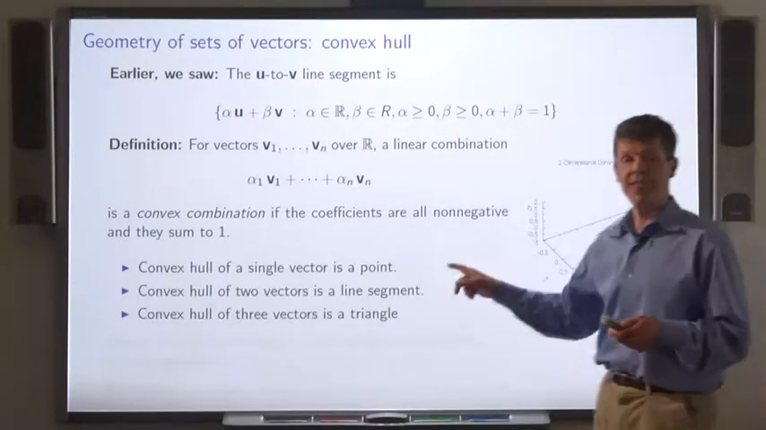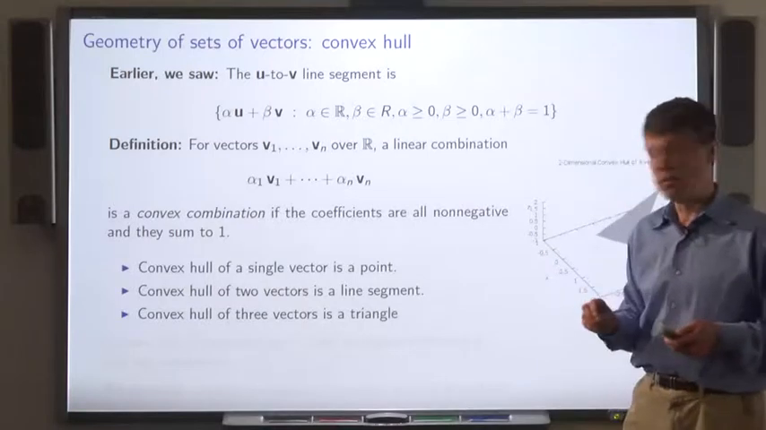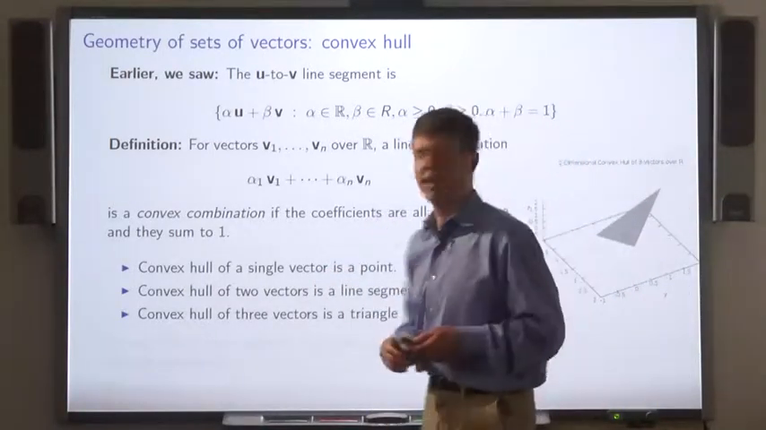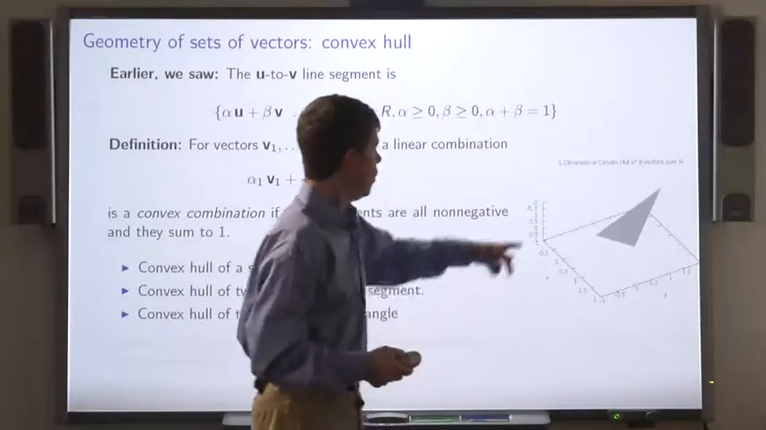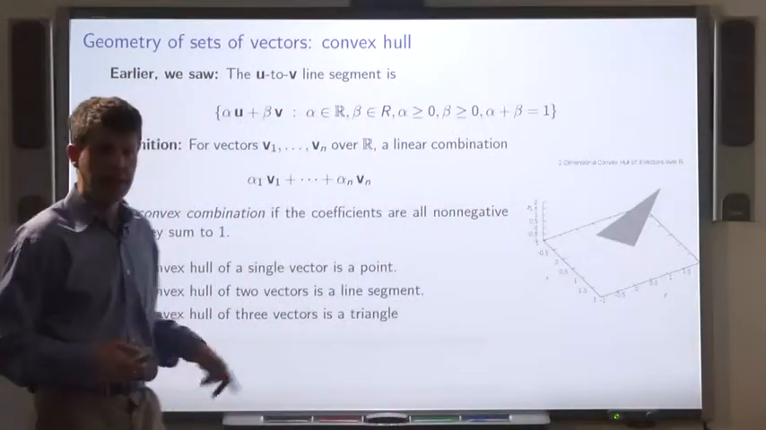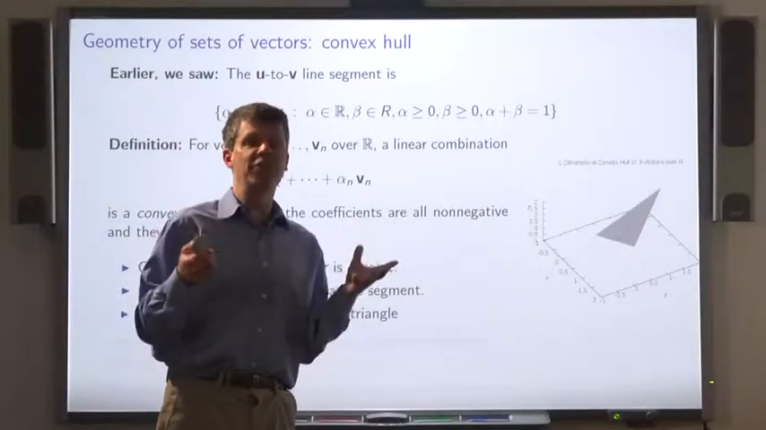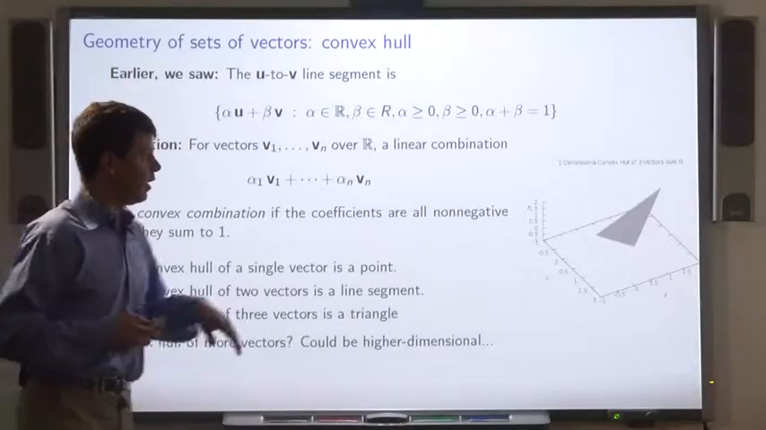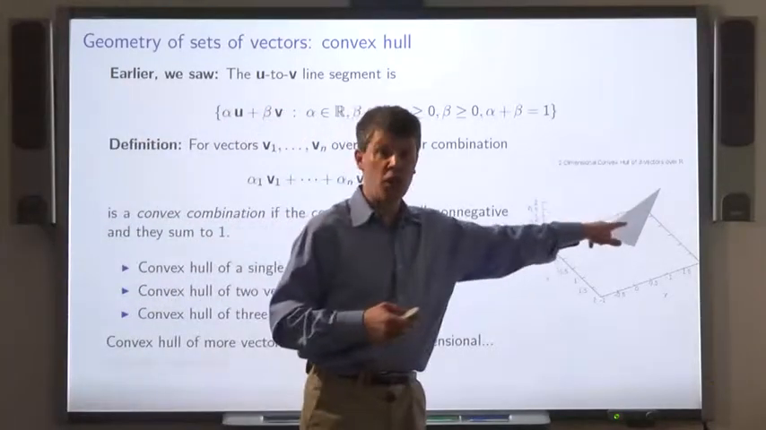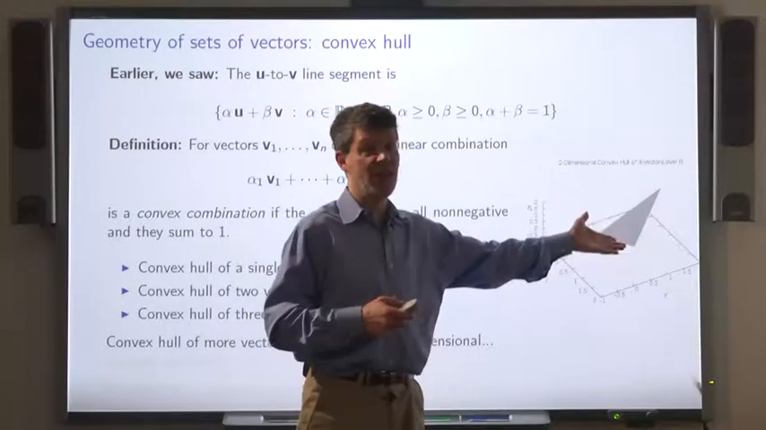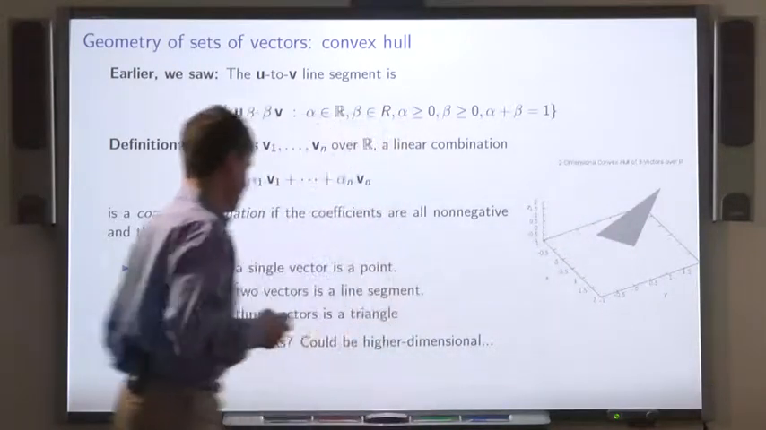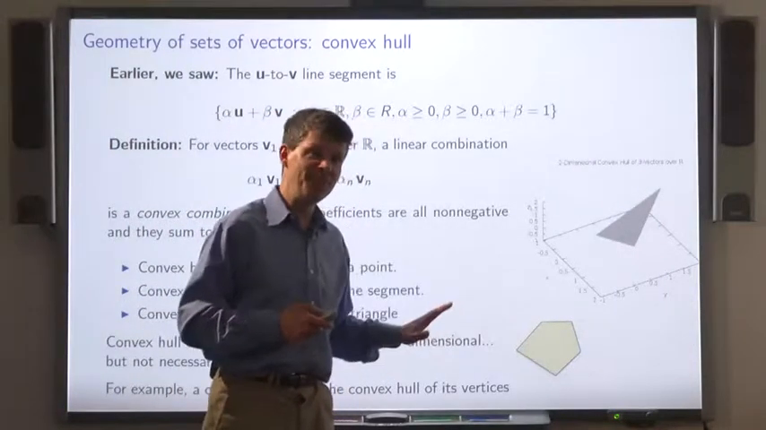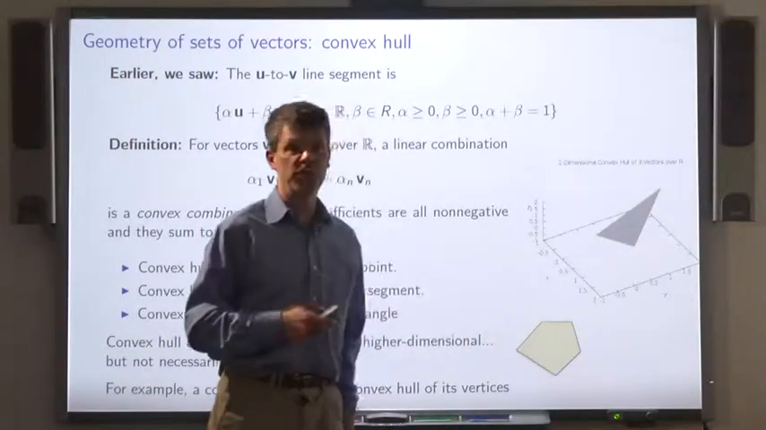For example, the convex hull of a single vector is a point. The convex hull of two vectors is generally a line segment, and the convex hull of three vectors is a triangle. So you would think that the more vectors you have, the higher dimensional the object. That's not always true. For example, if these 3 points are collinear, they're in the same line, then their convex hull is a line segment. Similarly, if you have a bunch of points and they're all in the same plane, then their convex hull forms a polygon.